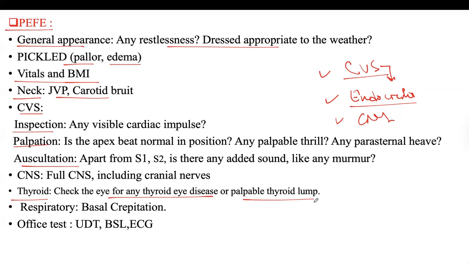So just say that you would like to check the eye for any thyroid eye disease and any palpable thyroid lump. And then say that you would also do a full central nervous system exam, including cranial nerves. You would also like to do the respiratory system for any bibasal crepitation to rule out heart failure. If you have time, you can also ask about the leg. In the leg, you can ask about any calf tenderness and any pedal edema. Why can calf tenderness be important? Anyone?